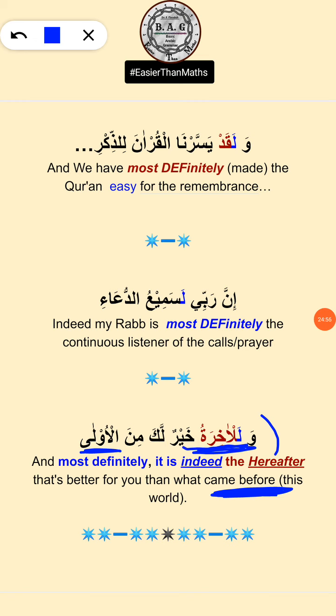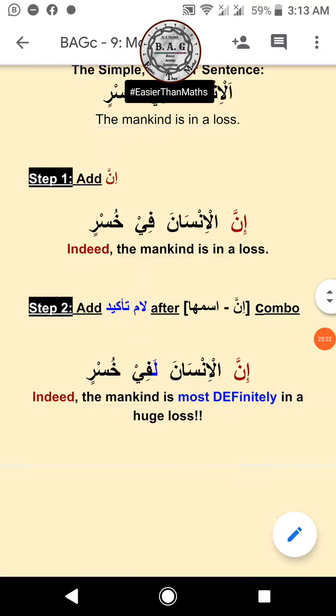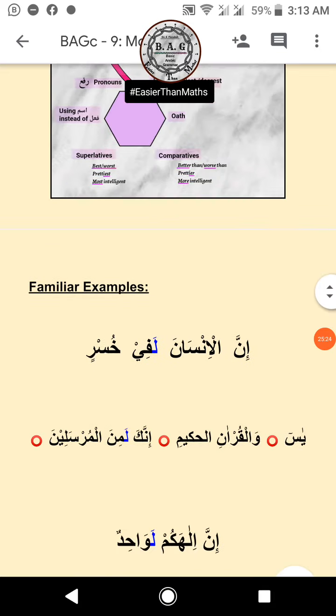Now, why did I use the word "better" for khairun? That is because the word min is present right after it. Okay, so I hope you guys have watched and studied and remembered the comparatives and how they are different from superlatives. Okay, so that's all about it. So I hope that these examples are clear and that the examples that I presented here are also clear.